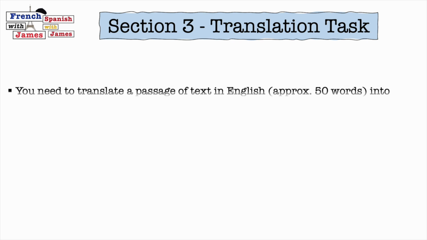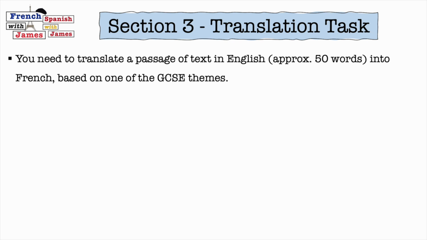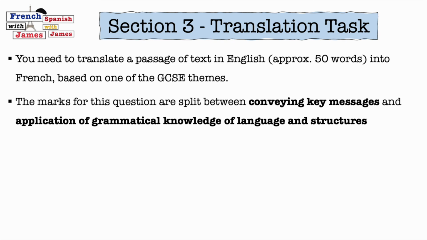translation. Now for this one you need to translate a text from English, it's about 50 words long, into French, and it's going to be based on one of the GCSE themes. The marks for this question are split into two categories. The first one is conveying key messages, which basically means you're getting the message across. Even if not perfectly, it's understandable. The second one is application of grammatical knowledge of language and structures, which is a long-winded way of saying you know the vocab and you know the grammar.